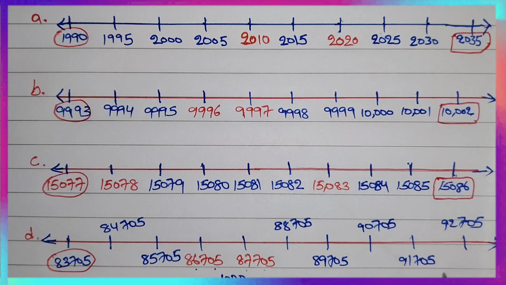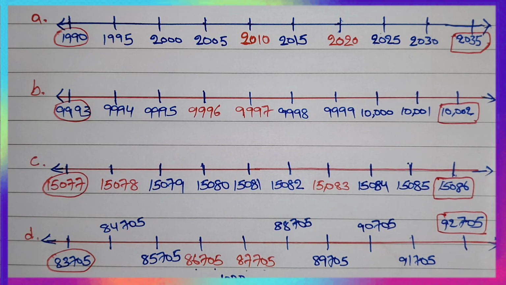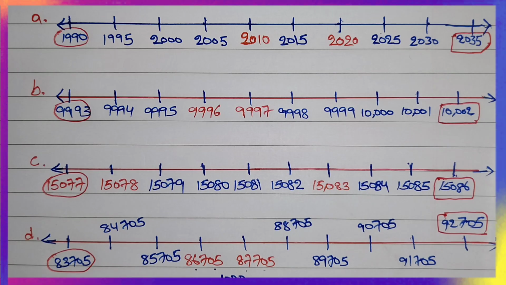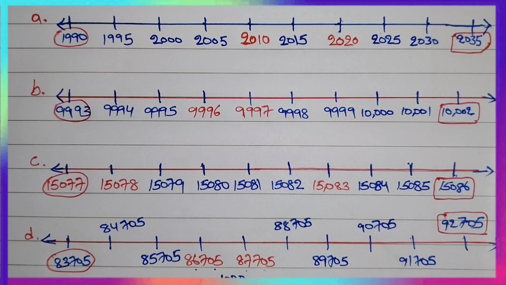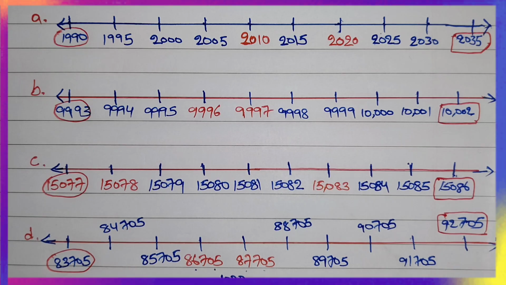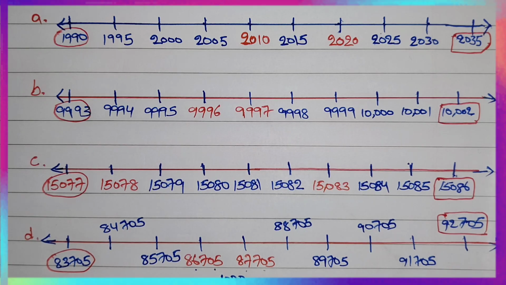For the largest number we have to put the box. In the first number line, the largest number is 2035. Next B, 10,002. C, number line 15,086, and the last D, 92,705. I hope you understand how to solve these types of problems and how to place numbers on the number line.